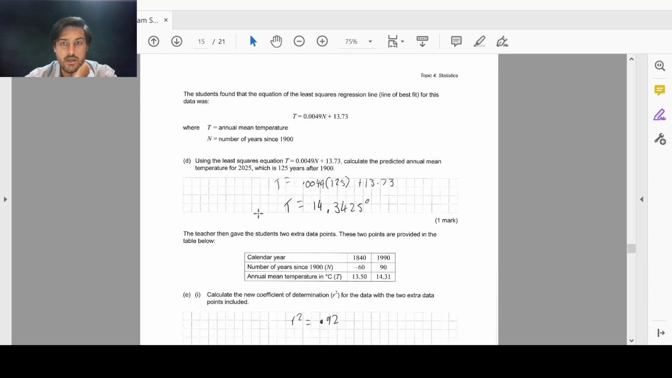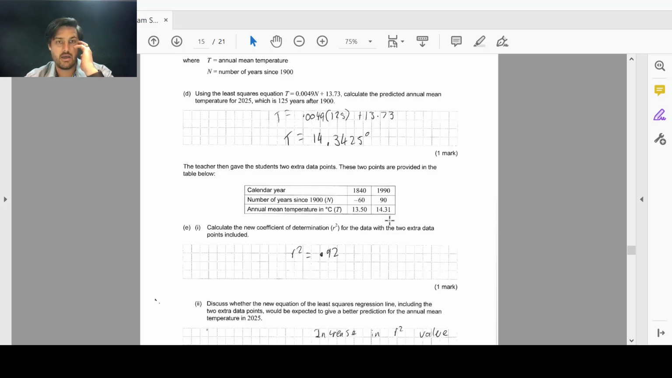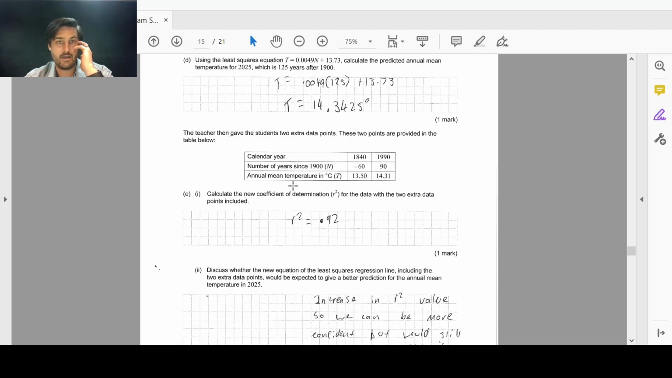And it's asking you to do exactly what you've done in your investigations recently and just input a time value and then calculate. So 120 years after 1900, and then just solve that side of the equation, and T, annual mean temperature, is 14.3425.